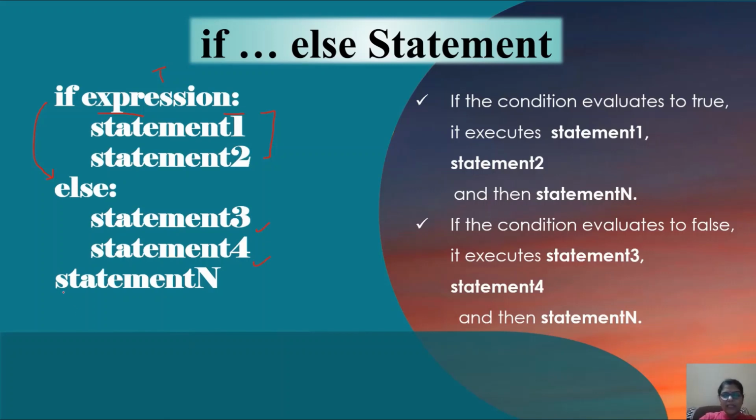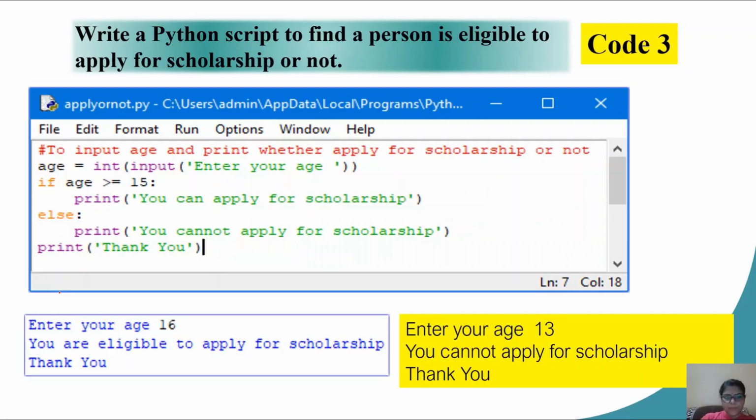Finally, if you have any other statements written at the same indentation level as the if, this is outside the if. This has nothing to do with whether the result is true or false. This has to be executed in both cases, right? So after that, statement n will be executed.